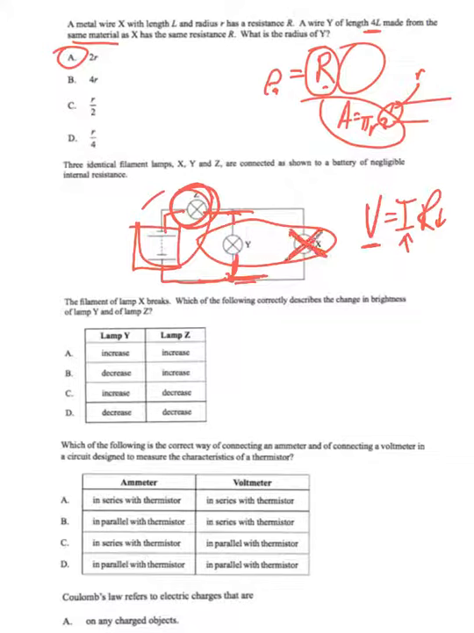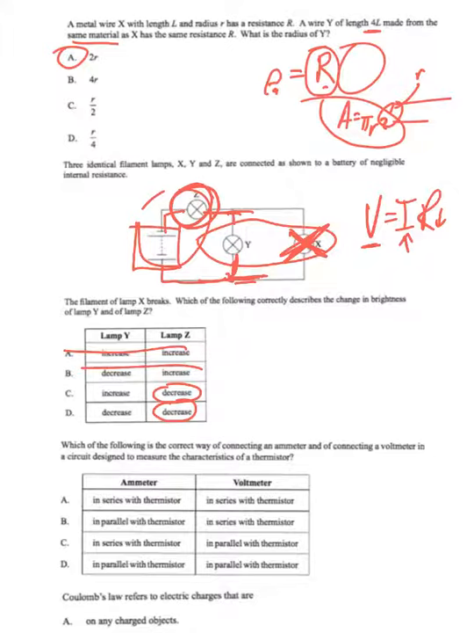So when X burns out, that means that I no longer have this lower resistance. My resistance is going to go up. That means the total current has to go down. So if the total current goes down, what's going to happen to Z? Well, Z should get dimmer because the current's going down now. And so it's got to be either C or D. So we're taking out A and B here.